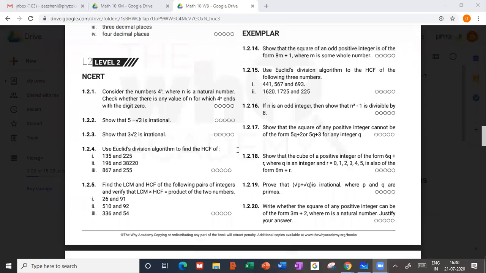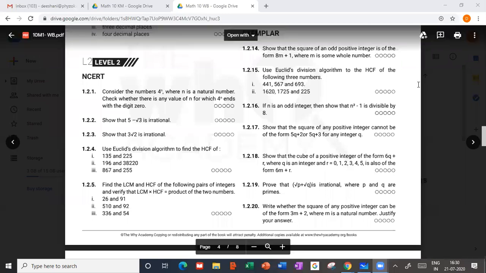Yes, Mohak, sometimes 0 as well. No, no, no. 0 comes in whole numbers. Natural number is 1 to infinity. 0 comes in whole numbers. Yes, 0 comes in whole numbers.